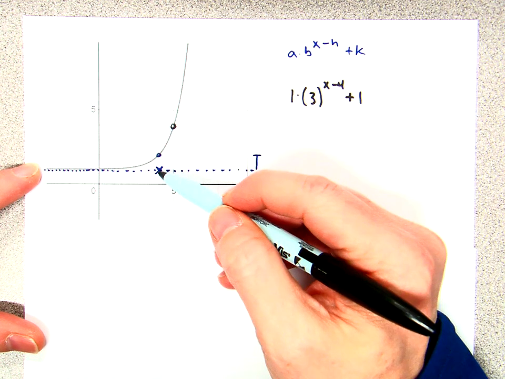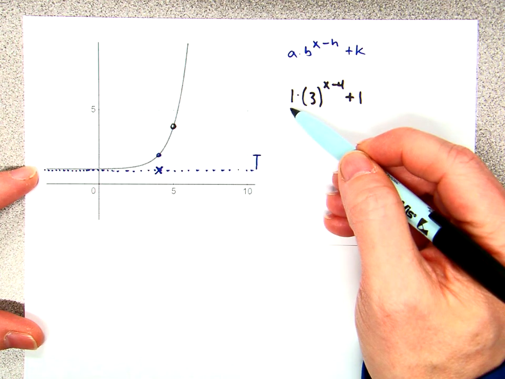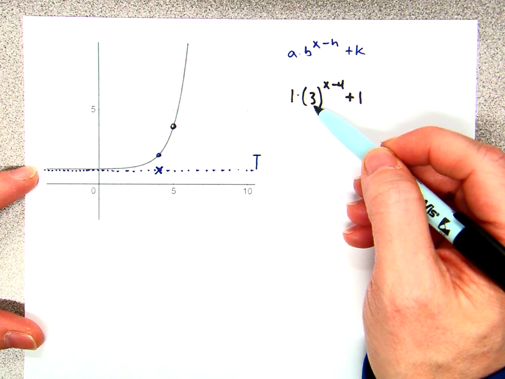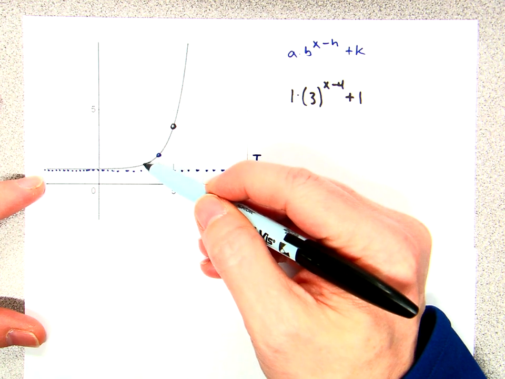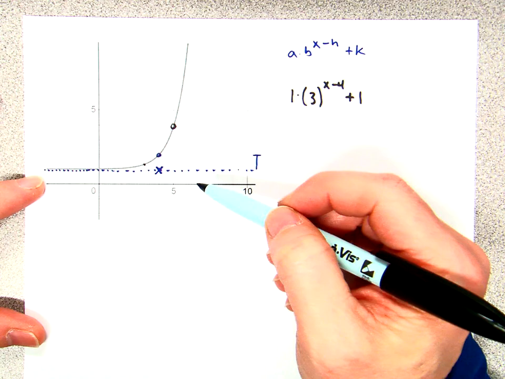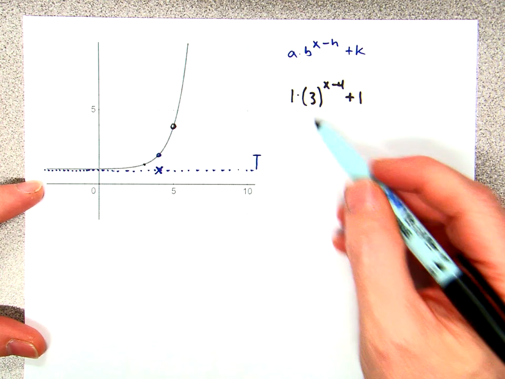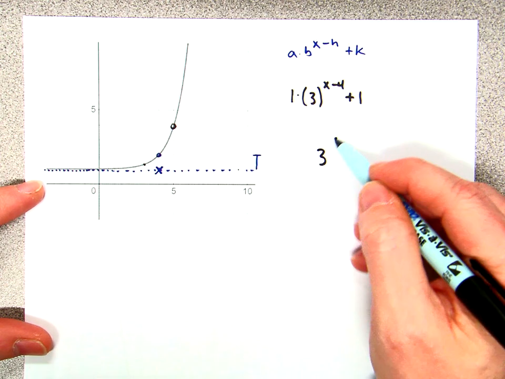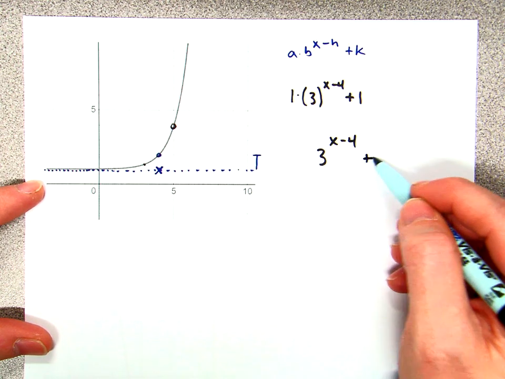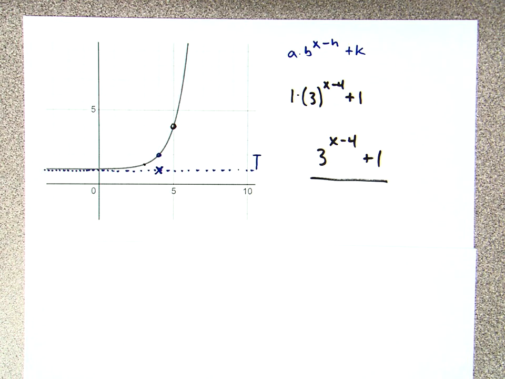If I wanted to double check, if I come to the left, it should be a, which is 1, times the reciprocal of 3, which is 1 over 3. This does look like it's 1/3 of the way here. So this is looking pretty good. So I don't really need the 1. I don't really need the parentheses. So I'm just going to clean this up a little bit. It would just be 3 to the x minus 4, plus 1. There's our function that's graphed. Okay. All right, let's try another one.